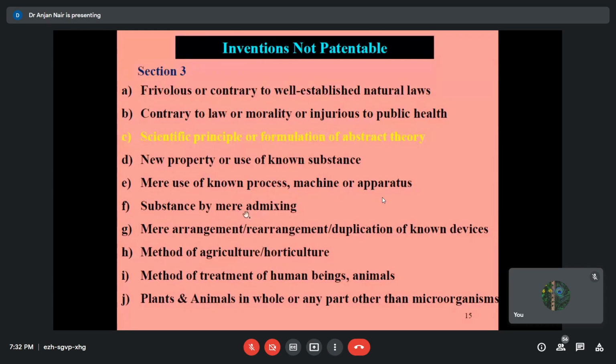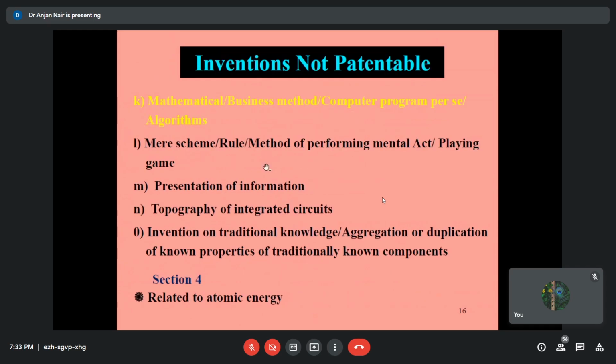Just by mixing two or more components and forming a new thing, you will not get a patent, unless of course you validate why you have selected this mixing combination. Then mere rearrangement or duplication of known devices, and agricultural methods, will not be given a patent. Methods of treatment of human beings and animals will not be given a patent. For plants and animals, we have a separate IP, which will be discussed. Then mathematical methods, business methods, computer programs.